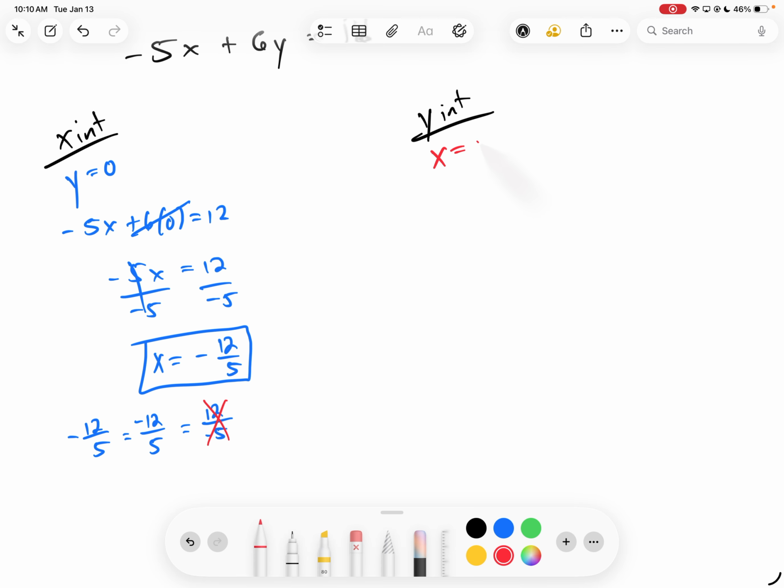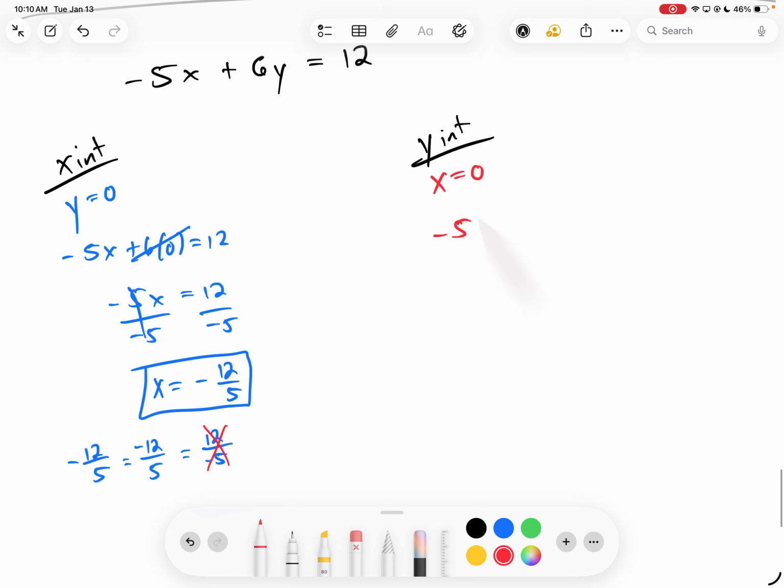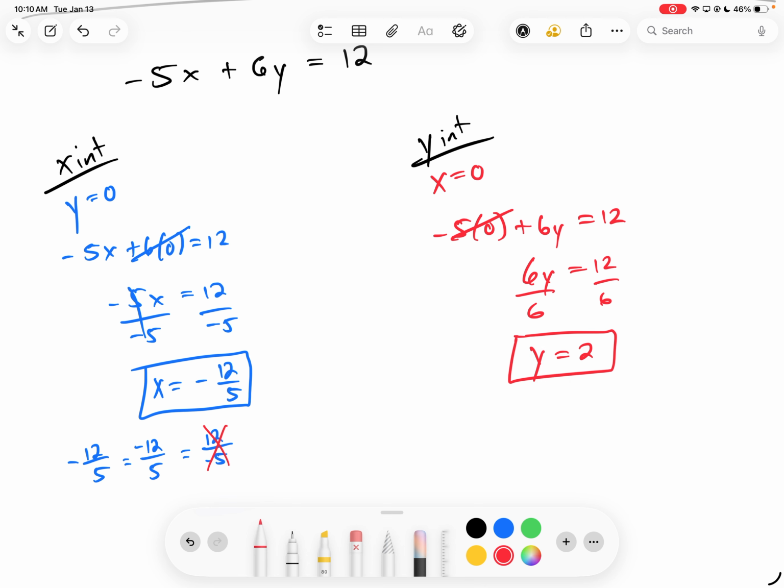To find the y-intercept, you make x be 0. So I have negative 5 times 0 plus 6y equals 12. Negative 5 times 0 is just 0, so all you're left with is 6y. Divide by 6, and y is equal to 2. And that is finding the x and the y intercept.